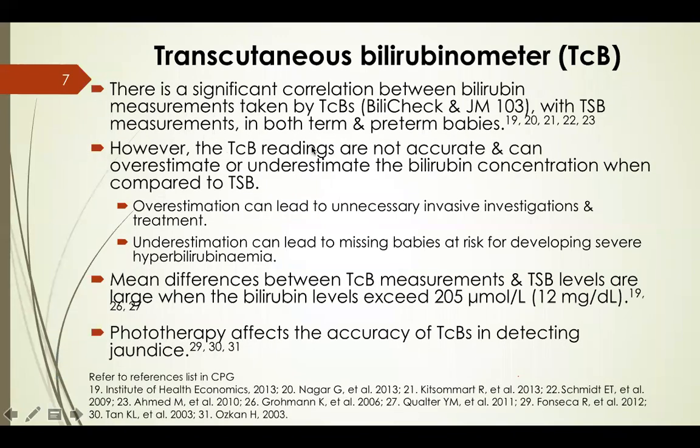This transcutaneous bilirubinometer has a significant correlation with bilirubin measurement, but it's not accurate, and you can have an overestimate or underestimate. That's why you use Kramer's rule together with this bilirubinometer to help you get the level. But you need to remember one thing: when it exceeds 12 milligram per deciliter, you need to have the blood taken.